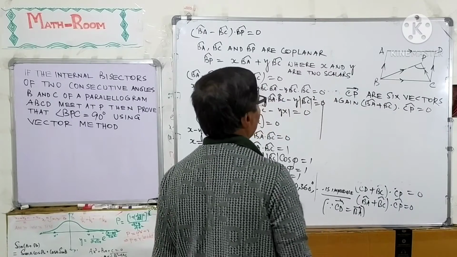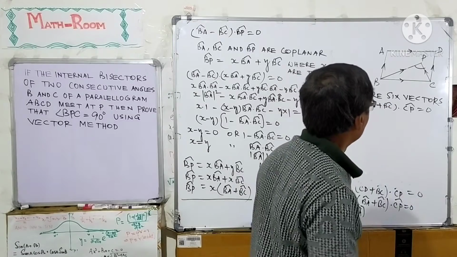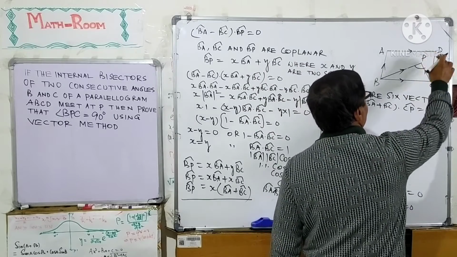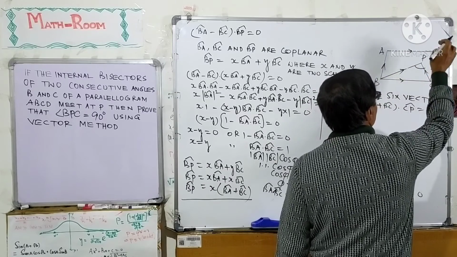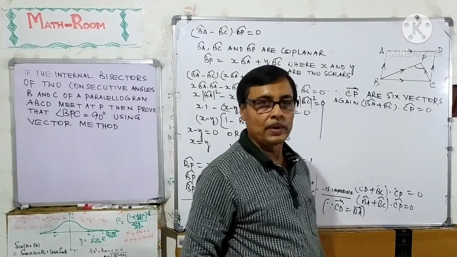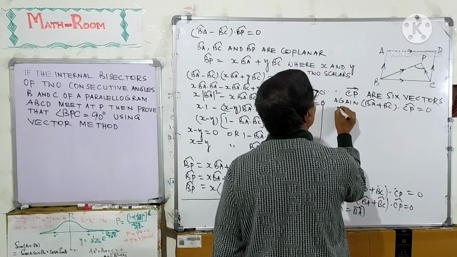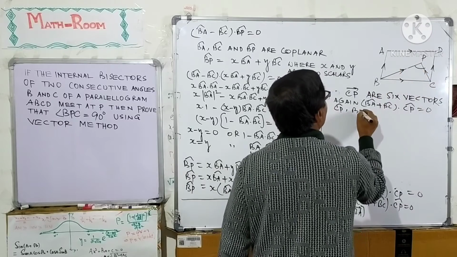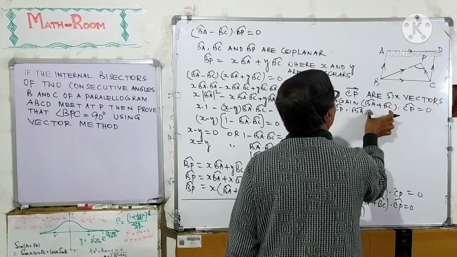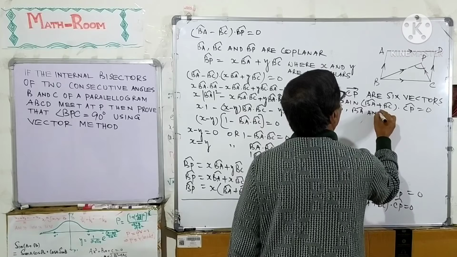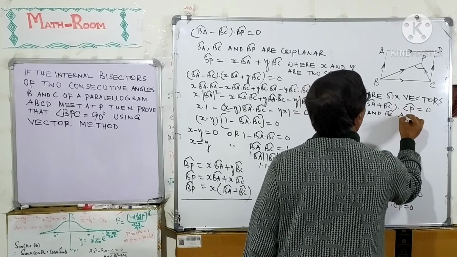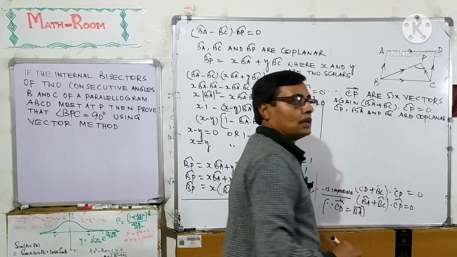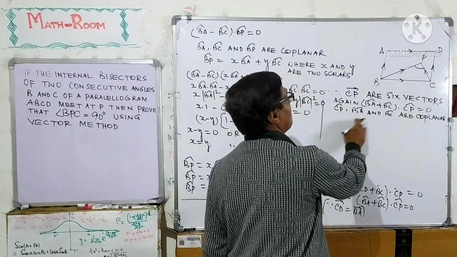Here also we can put CP equal to the linear combination of BA and BC, because CP, CD means BA, CP cap, CD means BA cap and BC cap are coplanar, because they also lie in the same plane ABCD. So, these three vectors are coplanar.